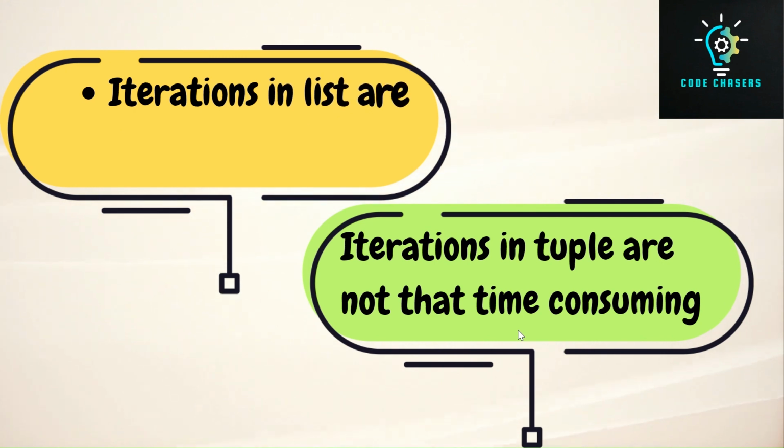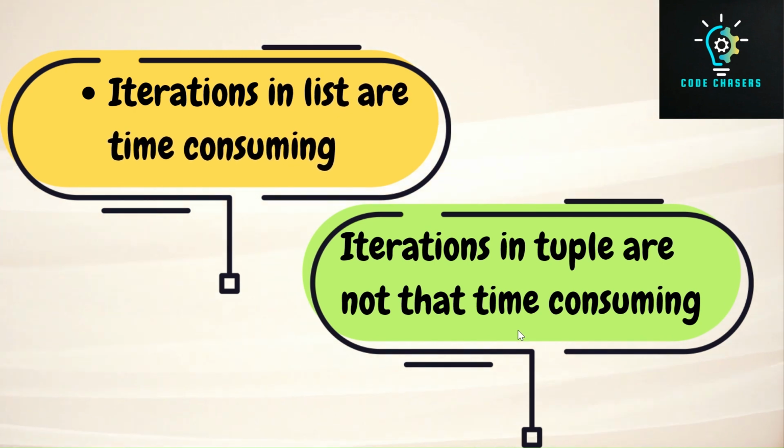Iterations in list are time consuming. Iterations in tuple are not that time consuming because lists are dynamic in nature. Tuples are static in nature. That is, once a tuple is created, it will not allow us to modify the tuple, right? That means once created, a tuple is static. But once a list is created, it can be modified. That means we can insert or remove elements in the list. That's why it is dynamic.